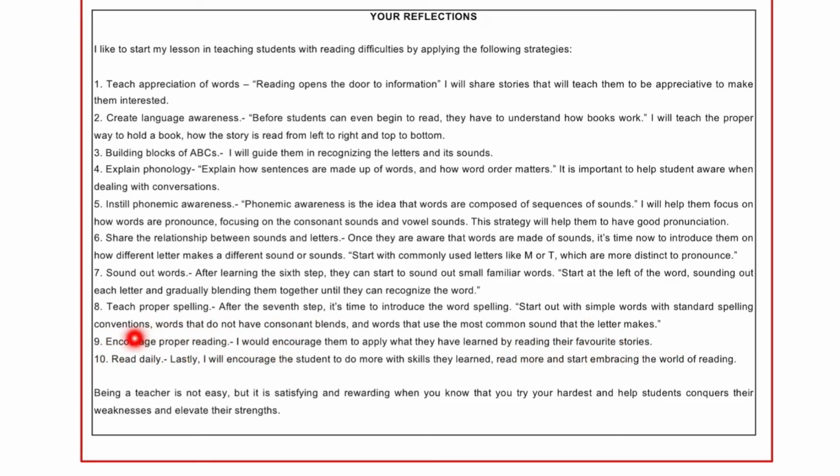Okay, then after that is encourage proper reading. So, yung bata, kapag marunong na sila sa mga spelling at sa sounding ng mga words, of course, may encourage na sila na magbasa. So, we're going to encourage them to apply what they have learned from those above-mentioned steps from number 1 to 8 by reading their favorite stories. Then number 10, lastly, read daily.